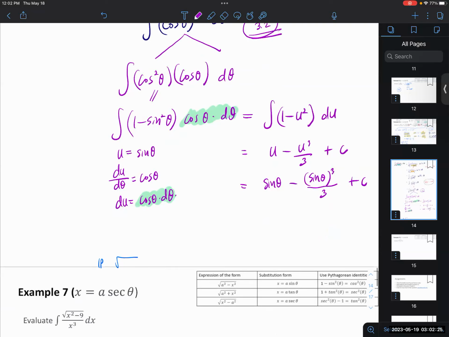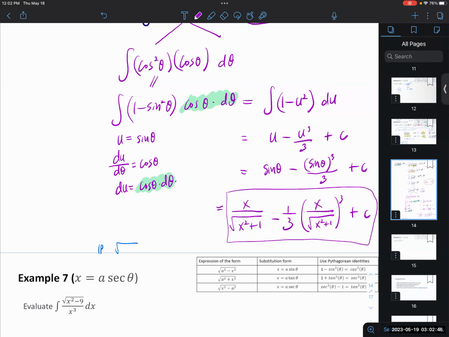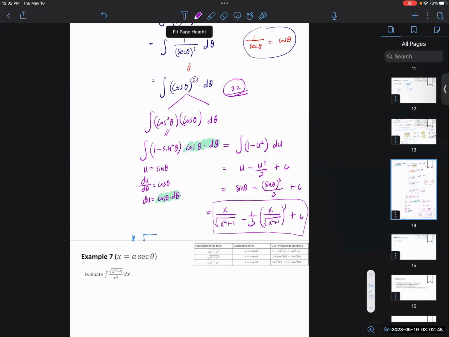And then you want to go back to the x variable. So we have all the information. If you go up, we know sine theta is x over radical x squared plus 1. So we have x over radical x squared plus 1, minus 1 over 3 times x over radical x squared plus 1, entire third power, plus c. So this is the final answer in terms of the x variable. So hang in there.